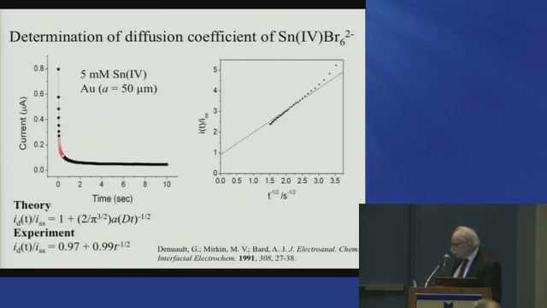Once I get the diffusion coefficient, I can go back into the equation I showed before and get the number of electrons. And so if you look at this, I can get the diffusion coefficient, and in both cases, the number of electrons in the reduction or the oxidation is very precisely 2. So it's 2 electron reduction, 2 electron oxidation.